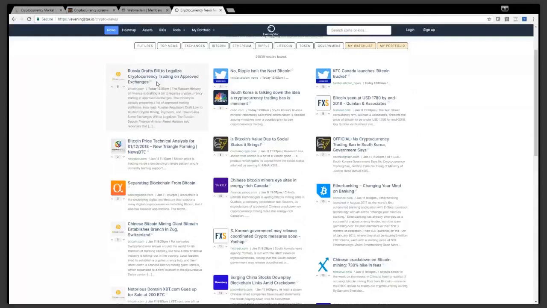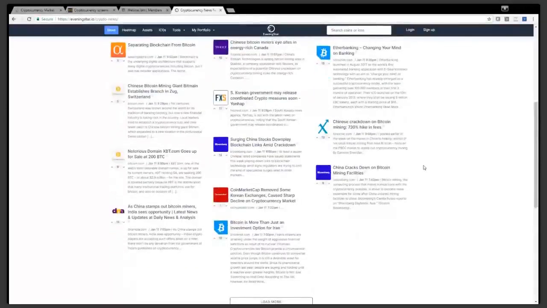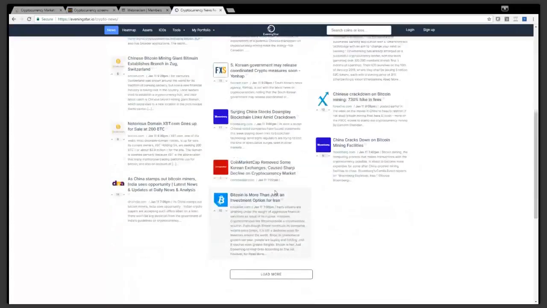Let's scan. No, Ripple isn't the next Bitcoin. This is somebody's opinion. I'm not clicking on it. I just wanted to see if it's something that demands my attention. No. Is Bitcoin's value due to the social status it brings? Chinese Bitcoin miners, that's nothing. Searching China stocks, downplay blockchain links amid crackdown. Chinese crackdown on Bitcoin mining, 73% hike in fees. All right, so there's nothing really that big that we want to focus on here in the news recently.